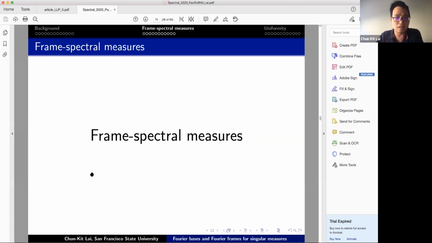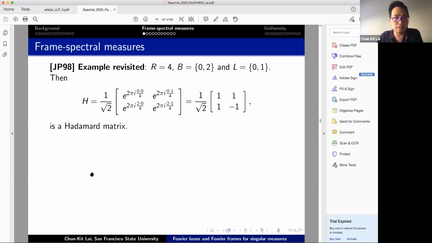So let's study the frame spectral measure on the Cantor type construction. The easiest way to understand it is to go back to the Jorgensen-Peterson example to see why it works. We remember the contraction ratio of the middle-fourth Cantor set is 1/4. So I write it in the expanding way as 4, and we are choosing the digits 0, 2.